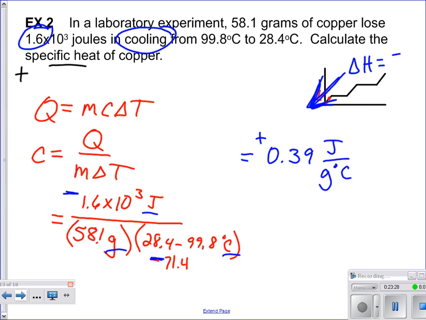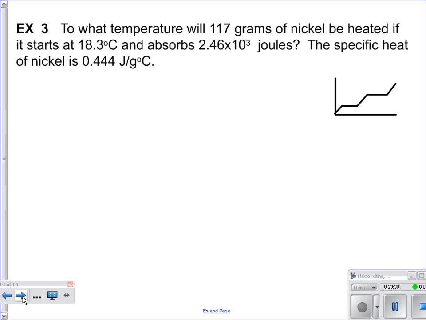Okay, next one. To what temperature will 117 grams of nickel be heated if it starts off at 18.3 degrees Celsius, absorbs this many joules, and we get our specific heat. So again, Q equals MC delta T. In this case, I am looking for what temperature. So I'm just going to say my change in temperature equals Q divided by MC.